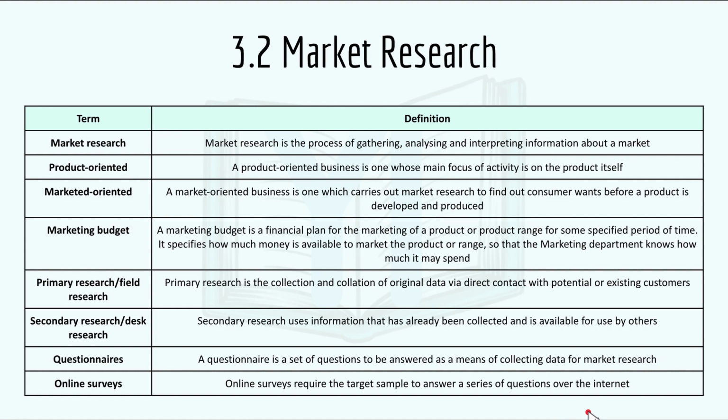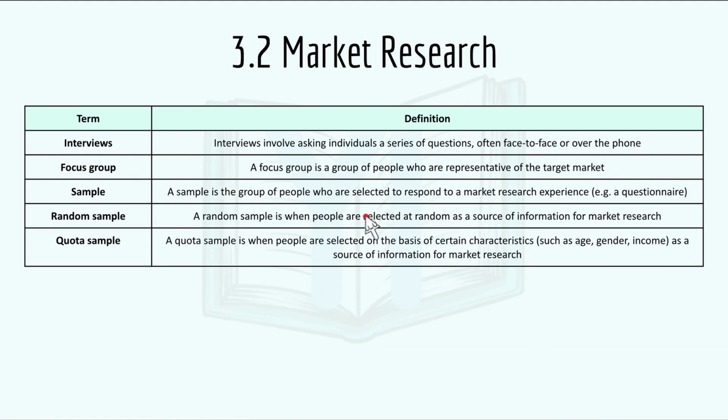Then we have interviews. Interviews involve asking individuals a series of questions, often face-to-face or over the phone. A focus group is a group of people who are representative of the target market. A sample is a group of people who are selected to respond to a market research experience, like a questionnaire, which separates into random sample and quota sample. A random sample is when people are selected at random as a source of information for market research. And a quota sample is when people are selected on the basis of certain characteristics, such as age, gender, or income, as a source of information for market research.